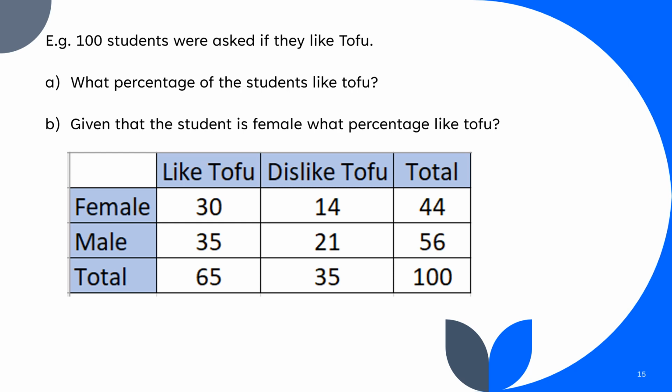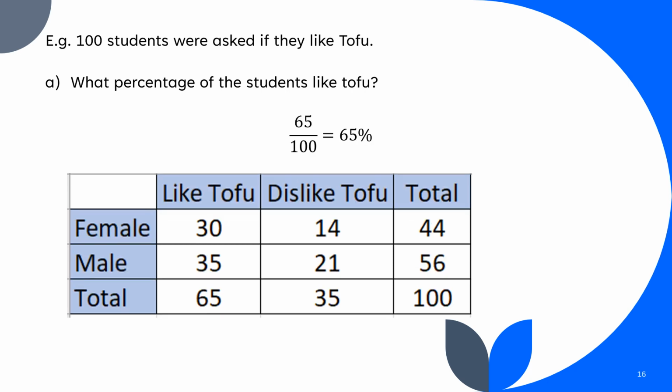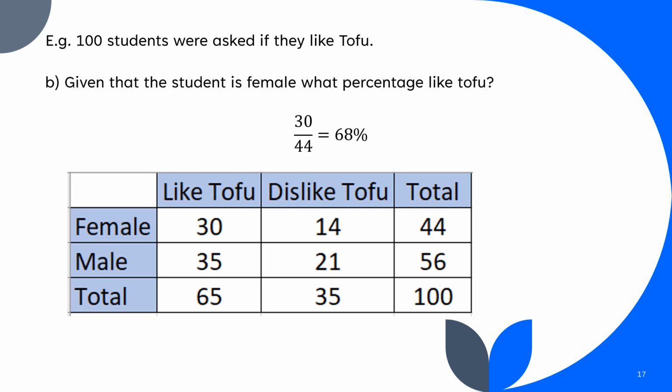So the first one is, what percentage of the students like tofu? So of all the students, how many actually like tofu? And that's 65 out of 100, as you can see. So that's 65 out of 100 actually like tofu. For the second one, this is like conditional probability. So given that the student is female, that's a conditional probability. So given that they were female, what percentage like tofu? So out of the females, how many like tofu? So that is 30 out of 44, that is 68%.